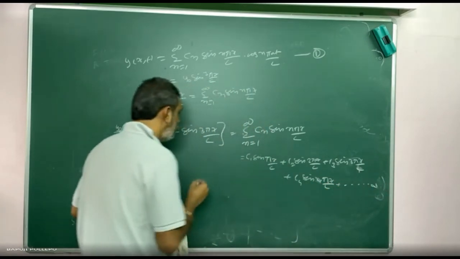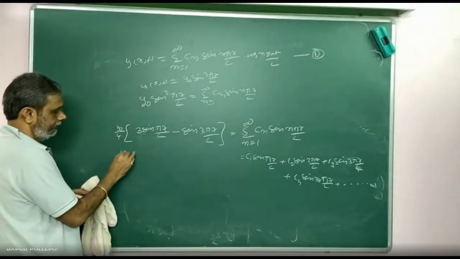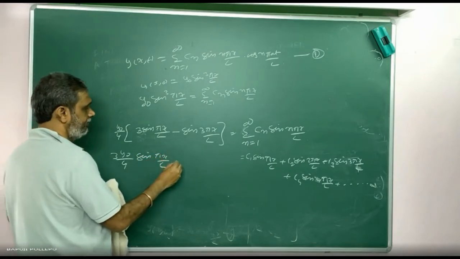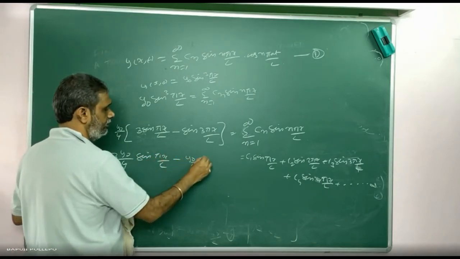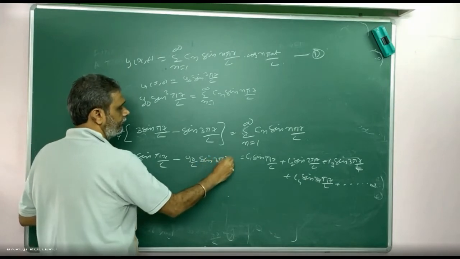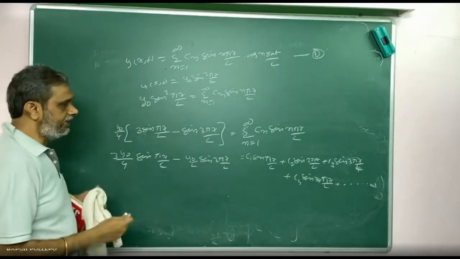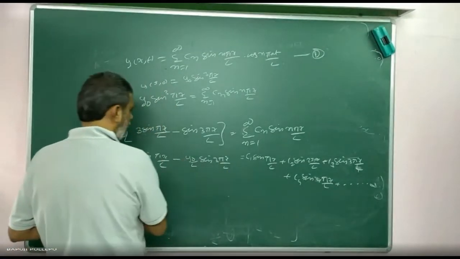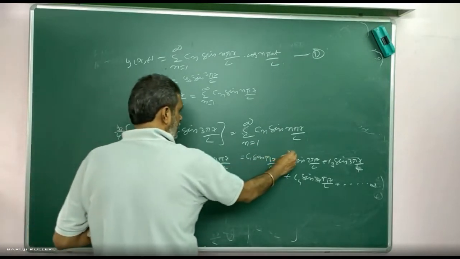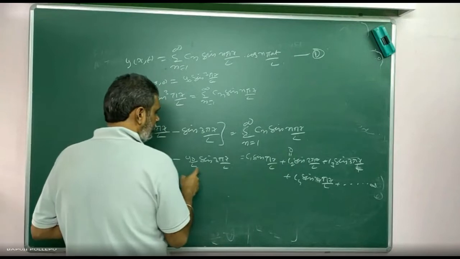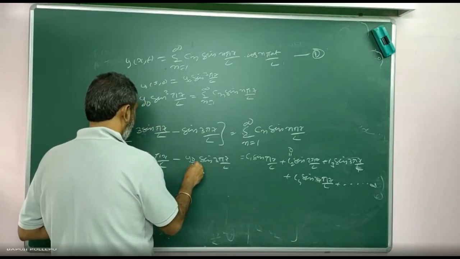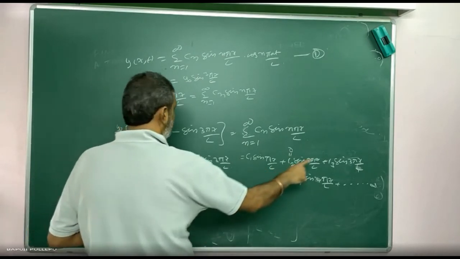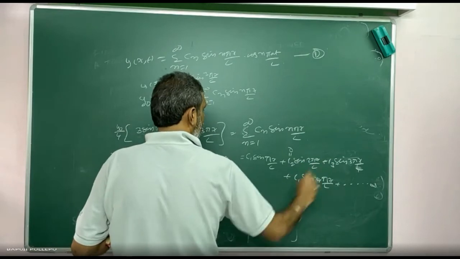Now this is equal to what? 3 y naught by 4 sin pi x by L minus y naught by 4 sin 3 pi x by L. Comparing both sides, the coefficient of sin pi x by L is 3 y naught by 4, so C1 is equal to 3 y naught by 4. C2 is not there, so C2 is equal to 0. The coefficient of sin 3 pi x by L is minus y naught by 4, so C3 is equal to minus y naught by 4. C4 is 0, so all the remaining are 0.